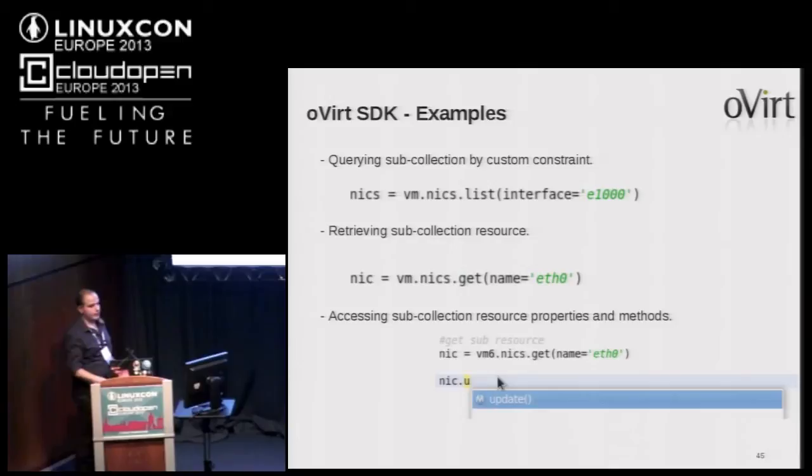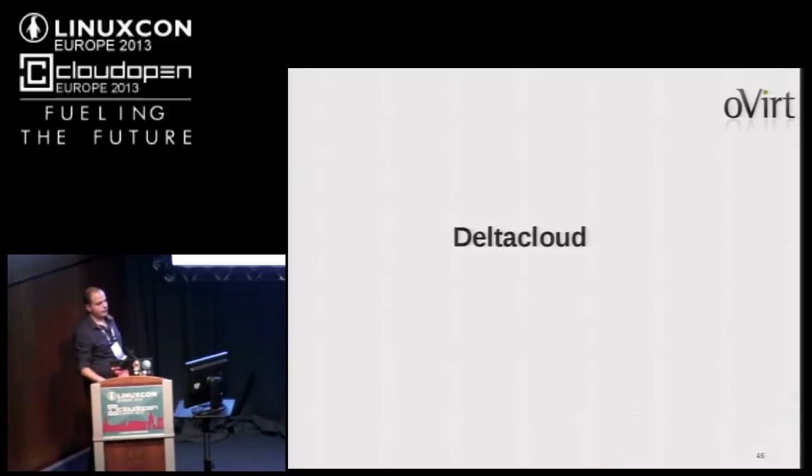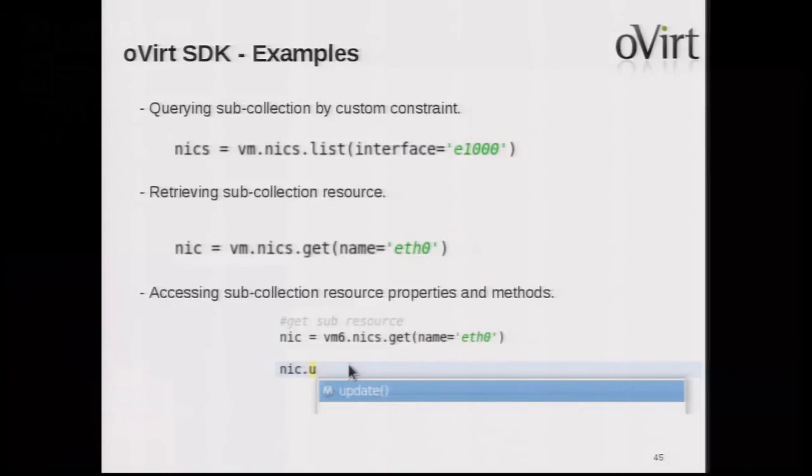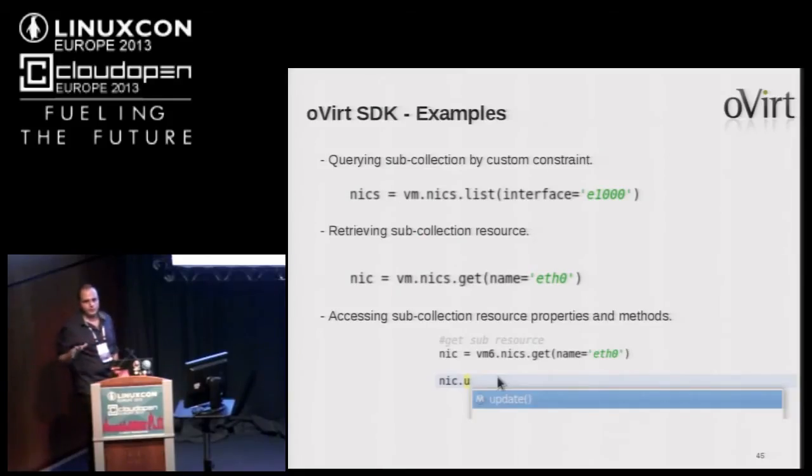Here is an example with NICs, getting NICs with a specific interface type. You can find more examples on our website, but this is basically to give you the knowledge that you could do anything with that. Anything you could do in the API, anything you could do with the CLI. Any questions so far?